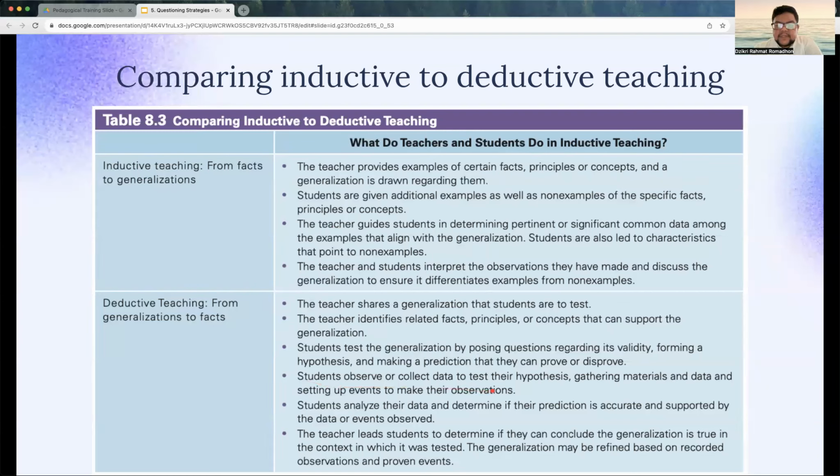And students observe and collect data to test their hypothesis, gathering materials and data, and setting up to make their observation. So basically, the generalization is like you giving the hypothesis and the students are trying to prove that hypothesis. Next, students analyze their data and determine if their prediction is accurate and supported by the data or observed. And then at last, the teacher leads students to determine if they can conclude the generalization is true in the context in which it was tested, and the generalization may be refined based on recorded observation and proven events.